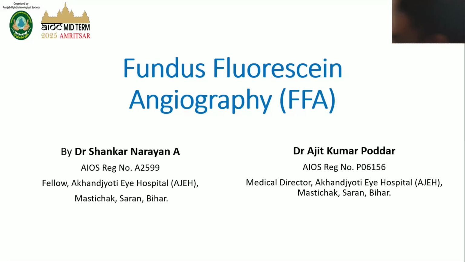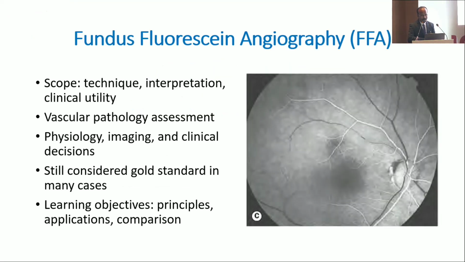Yes. Thank you, sir. Then my topic for today's class will be fundus fluorescein angiography. Coming to the introduction, the scope: the technique of fundus fluorescein angiography is mainly used to assess the vascular structure of the retina and the choroid using a dye which has a fluorescent property, called fluorescein, and this is used to identify the vascular pathology and assess the vascularity of the retina.